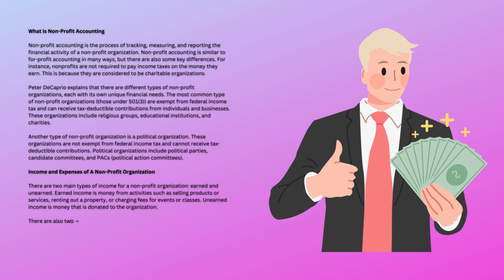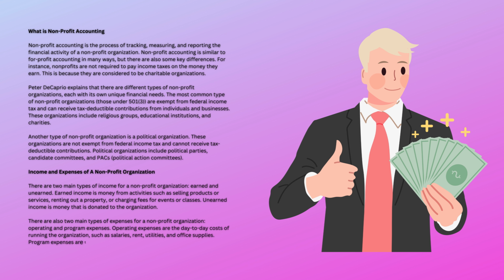There are also two main types of expenses for a nonprofit organization: operating and program expenses. Operating expenses are the day-to-day costs of running the organization, such as salaries, rent, utilities, and office supplies. Program expenses are the costs associated with delivering the organization's programs and services, such as materials, equipment, and travel.